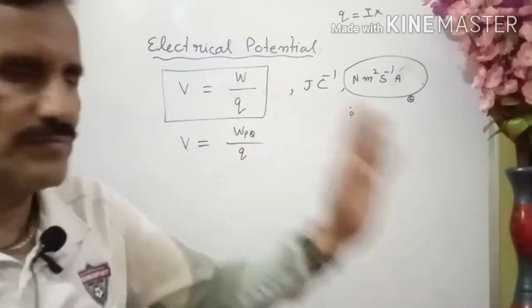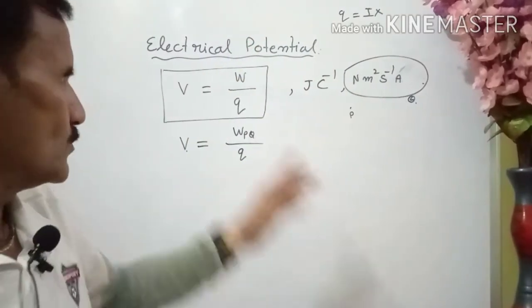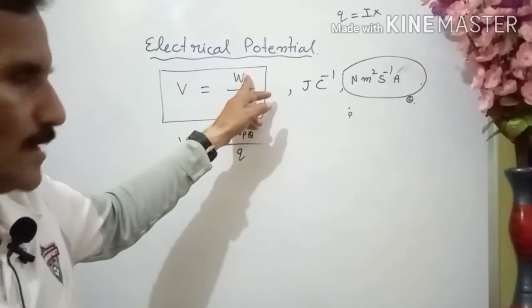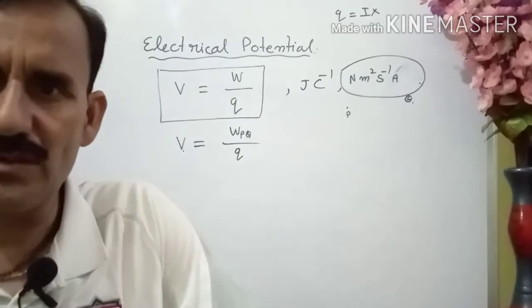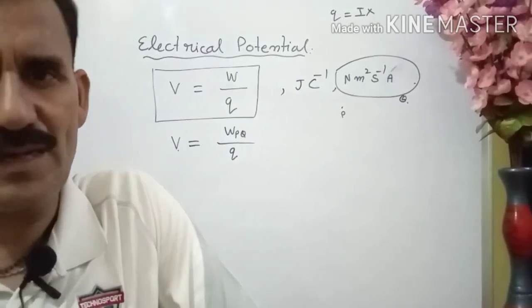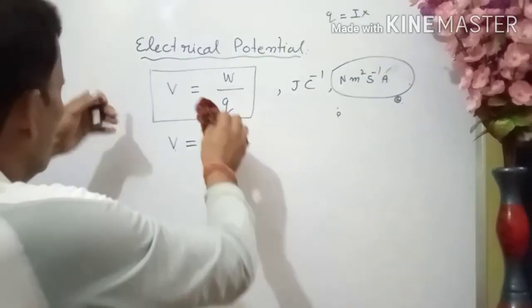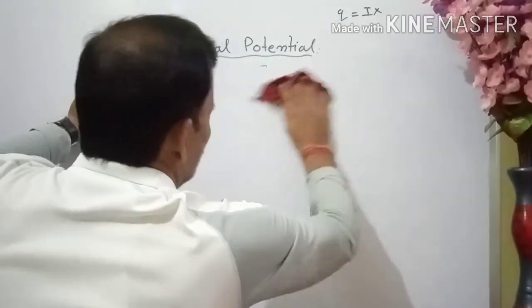If you know this formula, and no doubt there is no concept of vector. You know W is a scalar quantity, charge is also a scalar quantity, so it is a scalar quantity. It cannot be a vector. Now let us find the electrical potential due to a point charge.